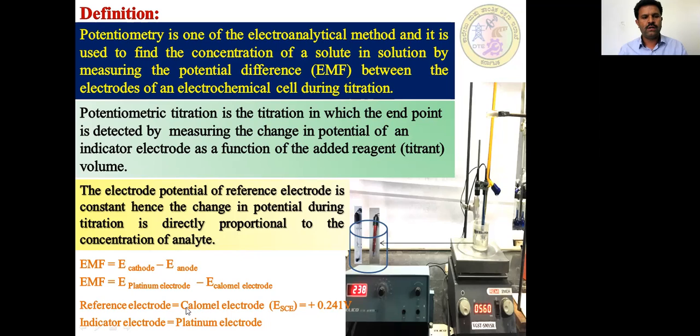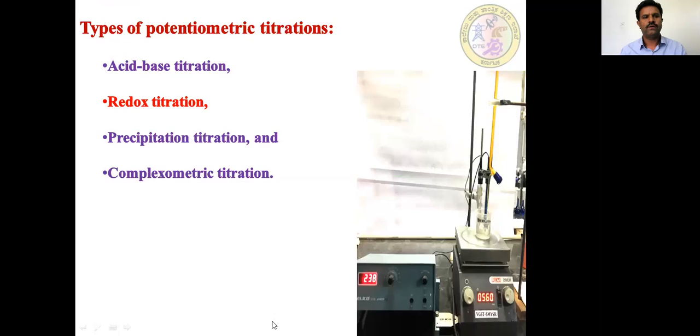In our experiment, we used the saturated calomel electrode as the reference electrode, and its electrode potential value is +0.241 volt, and the platinum electrode is used as an indicator electrode. The types of potentiometric titrations are acid-base titration, redox titration, precipitation titration, and complexometric titration. So our experiment belongs to redox titration.